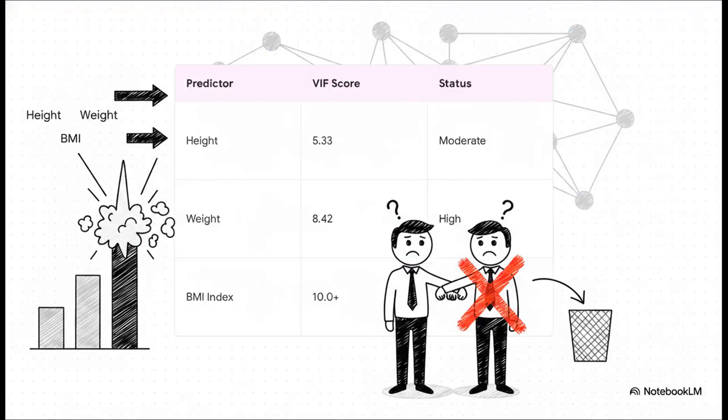Let's look at a really concrete example from our source material, using a health data set. Let's say we are trying to predict something using height, weight, and body mass index, or BMI. For height, the VIF is 5.33. Weight is 8.42. But BMI is blasting past 10. Why? Well, because BMI is literally mathematically calculated using height and weight. Our weight and BMI employees are doing the exact same job. To fix this, the best remedy is usually just to fire one of the overlapping workers, which just means we remove one of the offending variables from our model entirely.